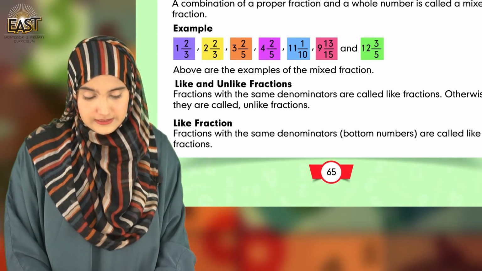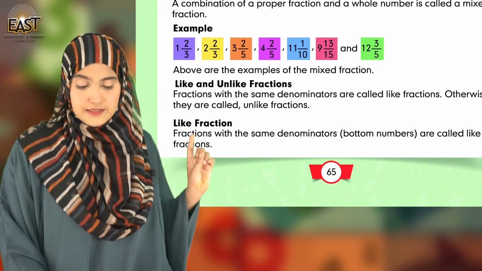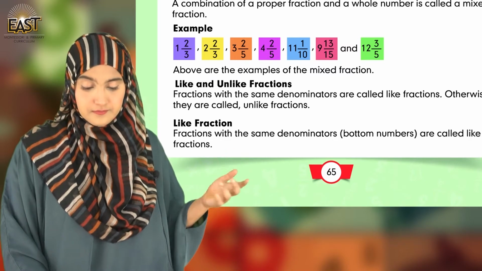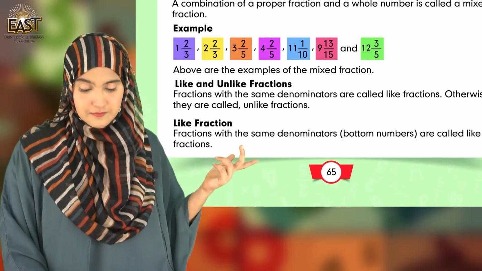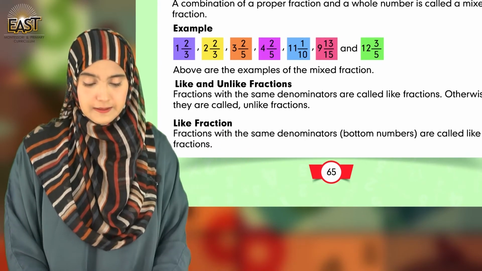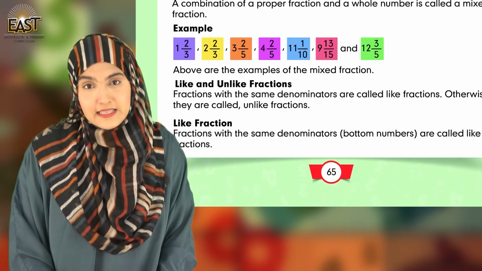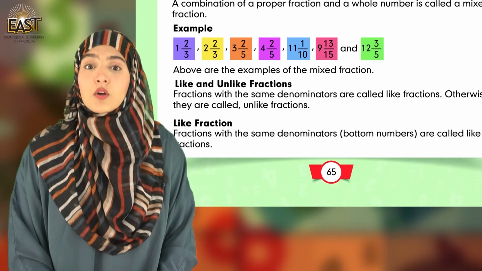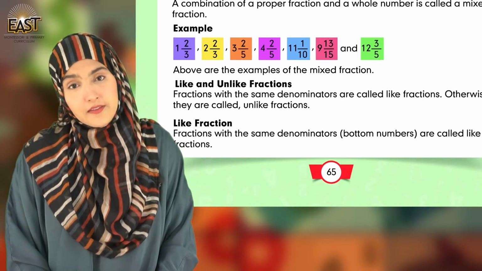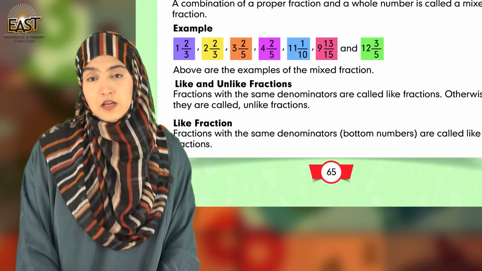Okay, so now let's read the definition of like fractions. Fractions with the same denominators, bottom numbers, are called like fractions. Easy. Okay, now let's study some examples related to like and unlike fractions, how they differ and what the examples are. Examples are the best way to understand anything.